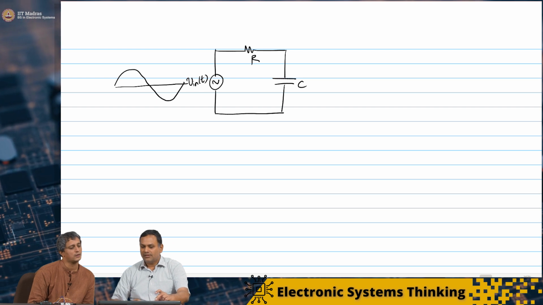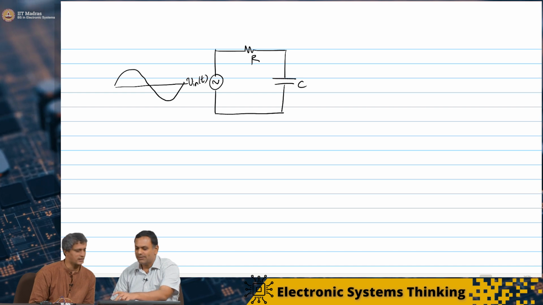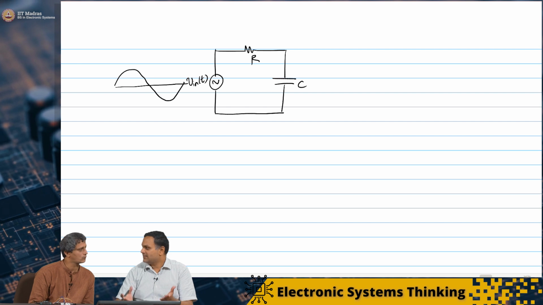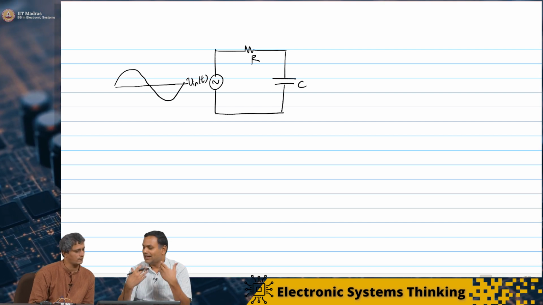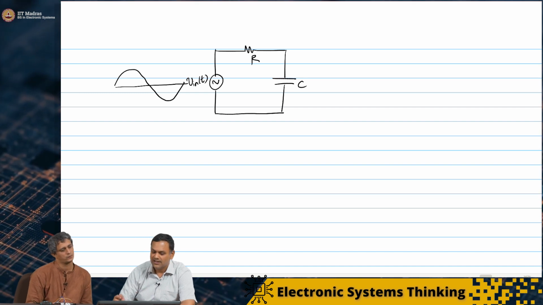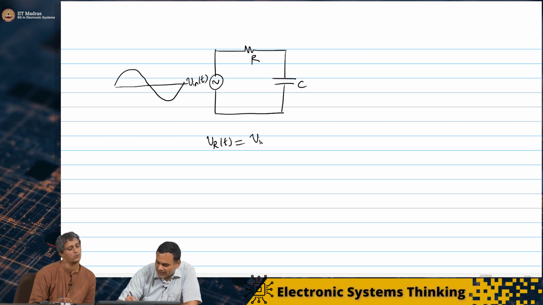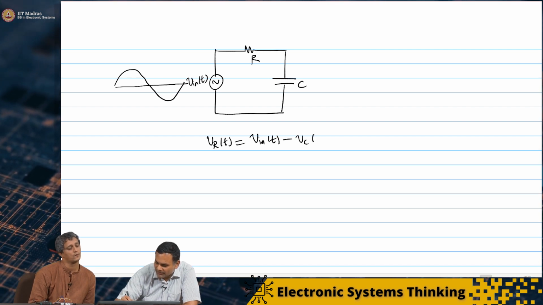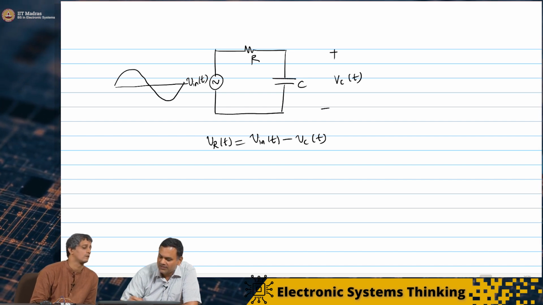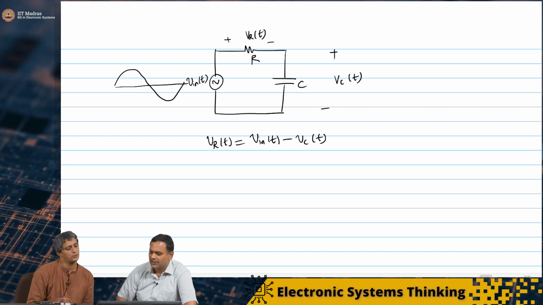Last time we saw, and we also mentioned it at the beginning of the class, you will get a phase shifted voltage across the capacitor and so on. Now, we can use this KVL just like we did to calculate this voltage and current in this case. So VR of t is equal to Vin of t minus Vc of t. This is Vc of t, this is VR of t, and this is Vin of t.